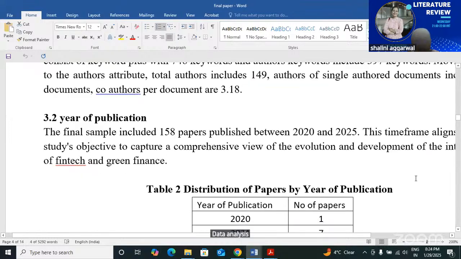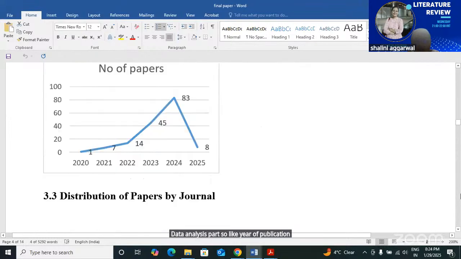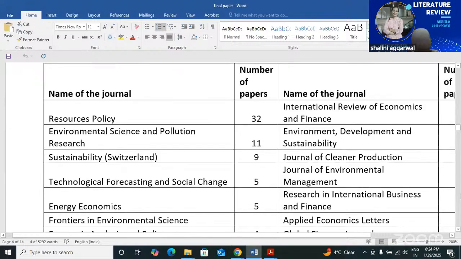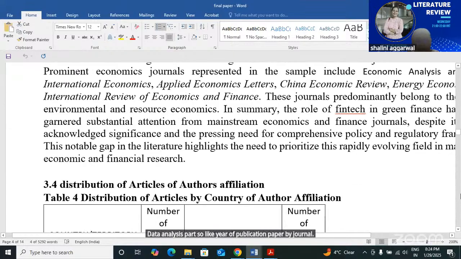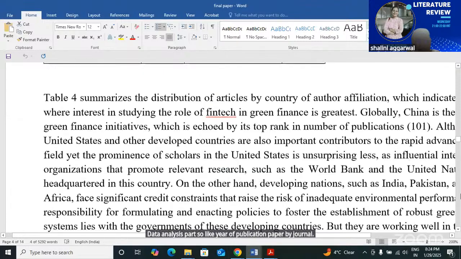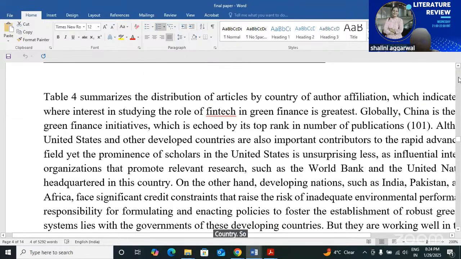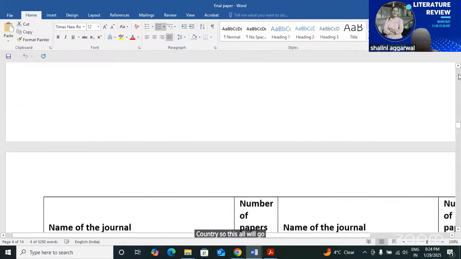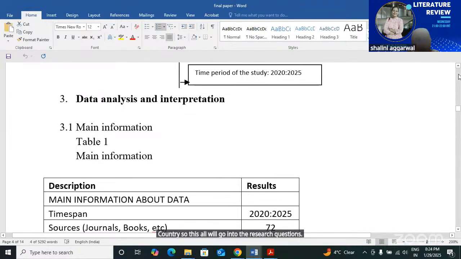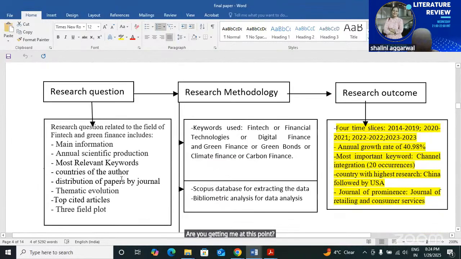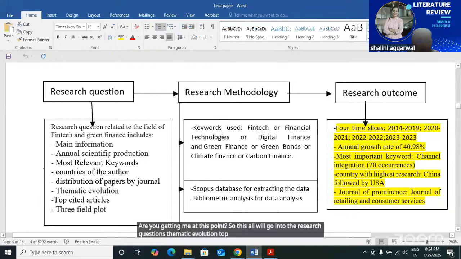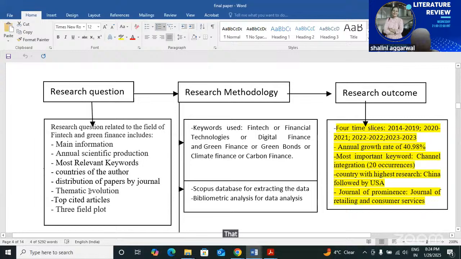So like year of publication, paper by journal, country. So this all will go into the research questions. Are you getting me at this point? So this all will go into the research questions: thematic evolution, top cited articles, three field plot. So I have done, so these are my research questions that have been answered in the data analysis part.